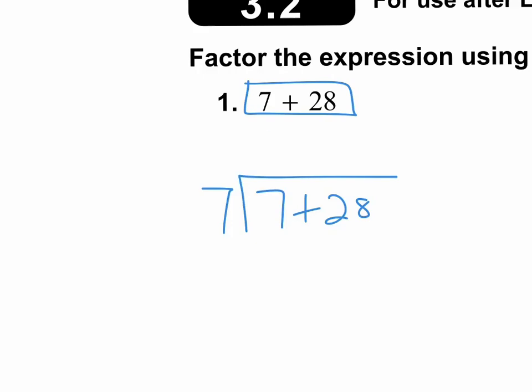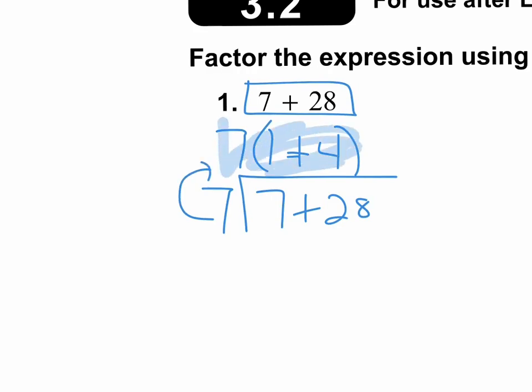7 divided by 7 is 1. I bring that plus up. 28 divided by 7 is 4. And then you're not done because you have to put parentheses through and bring this 7 up. So my answer would be 7 parentheses 1 plus 4.